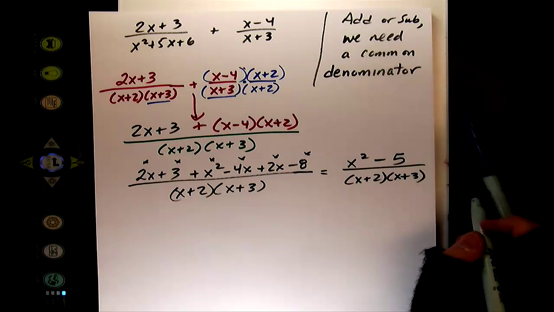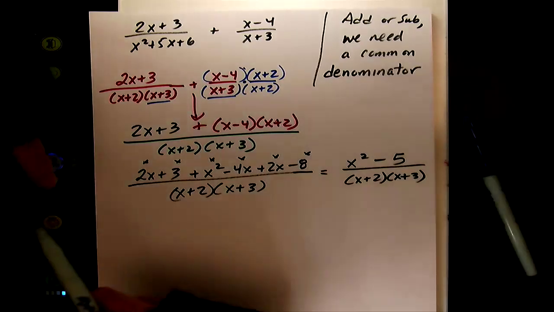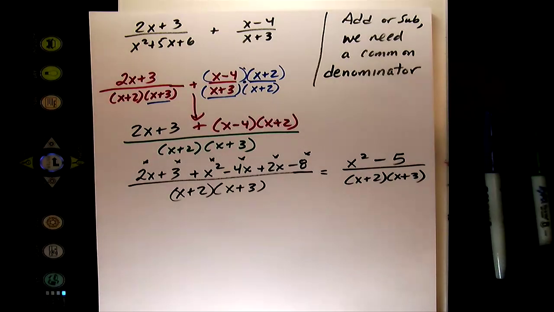Which doesn't factor into nice whole numbers. It technically does factor if you want to have radicals, but we're not going to do all that. So nothing simplifies here, and that's the final one.